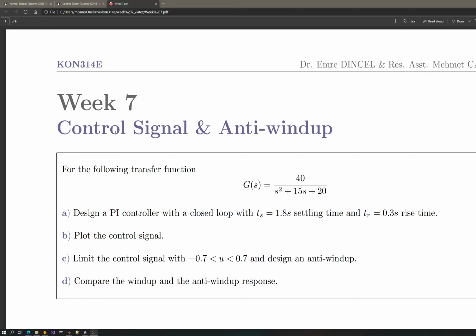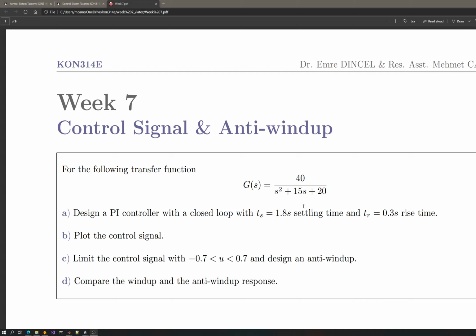Hello everybody. Today's lecture is about the control signal and the integral wind-up and anti-wind-up. Now we have a transfer function, a signal transfer function, which is given as follows: 40 divided by s squared plus 15s plus 20. Now we have basically four tasks here.